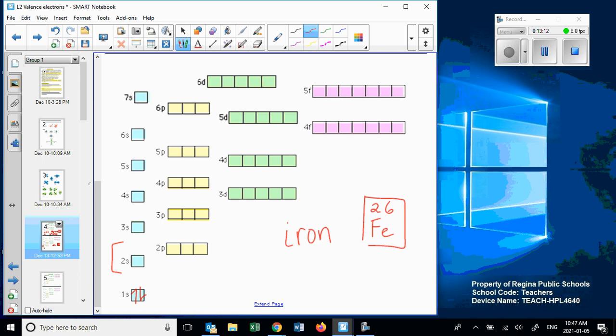Everything in the second row, that's 8 electrons. I've got 1, 2, and then these 6. 1, 1, 1, then they double up. It also has all of the third row, and that's the 8 electrons, 3s and 3p.